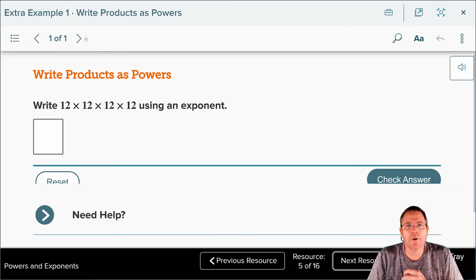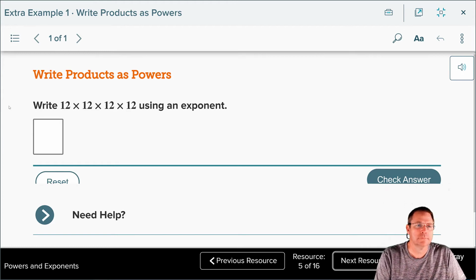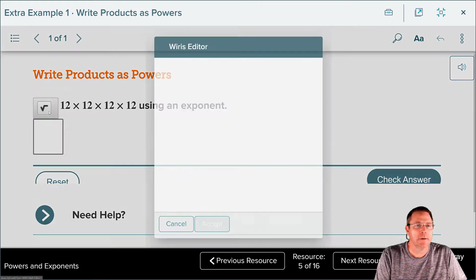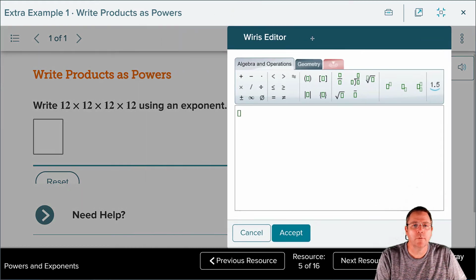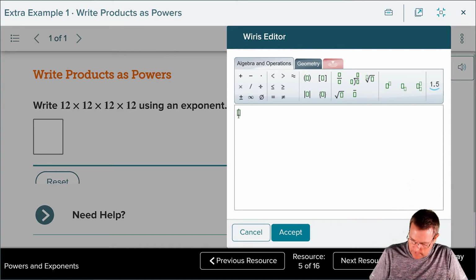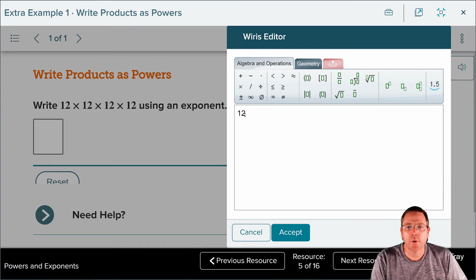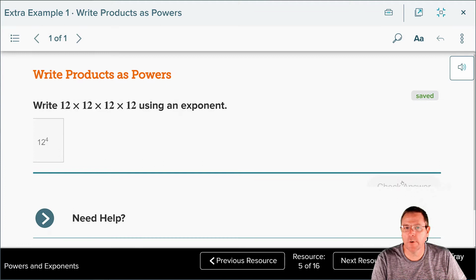Now it's going to be your turn. Go ahead and solve this problem. Did you get it done? Well, let's see here. My base, that's going to end up being 12. 12 is being used to an exponent of 1, 2, 3, 4. 4 times, 12 to the 4th power. Accept and check.